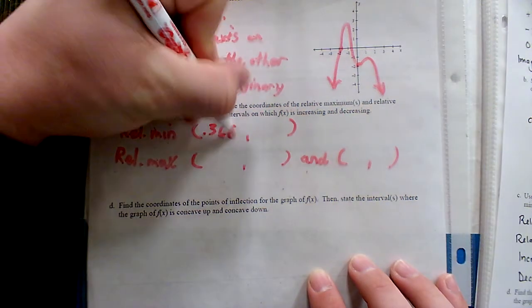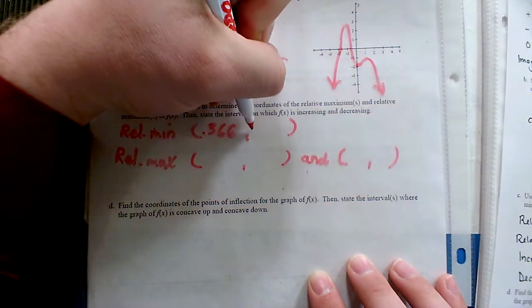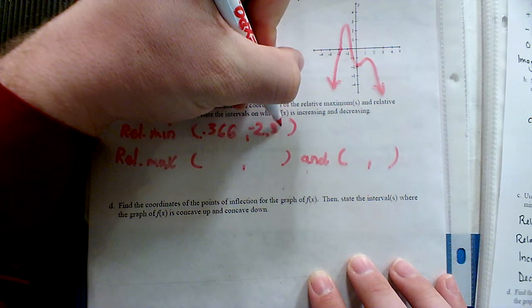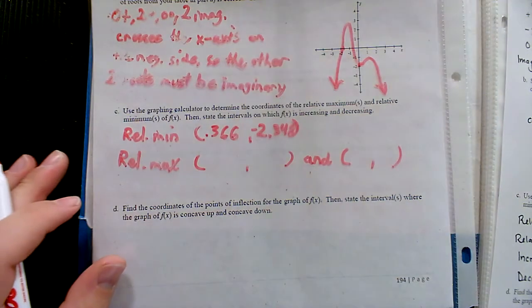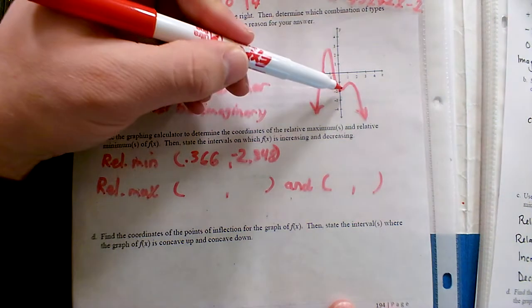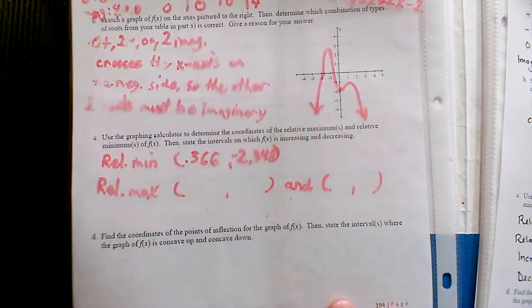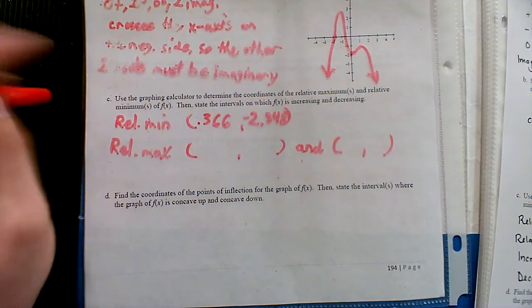And then make this 2.365. 0.366 is the x value, and then negative 2.348. That is your relative min. So that would be at this point right here. It's not quite on the y-axis, it's just to the right side. And we only have one of those.